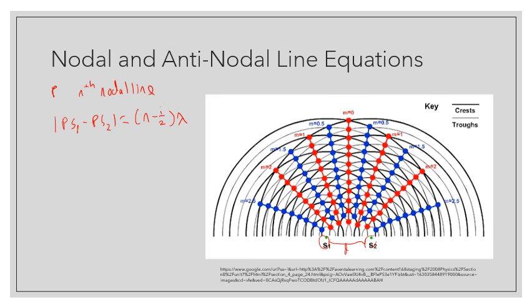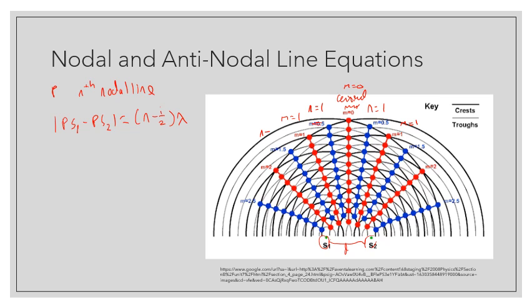This is the central maximum, when m is equal to 0. This is n equal to 1, the first nodal line. And this is also n equal to 1. This is m equal to 1, the first antinodal line. And likewise on this side.